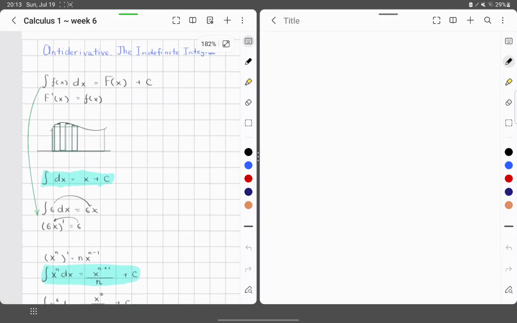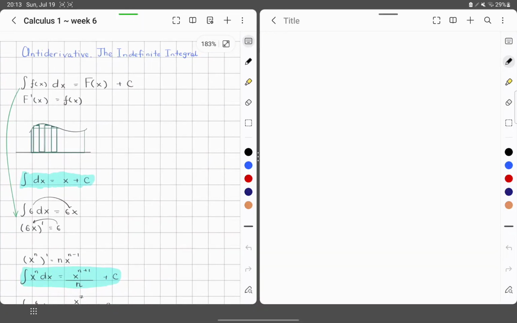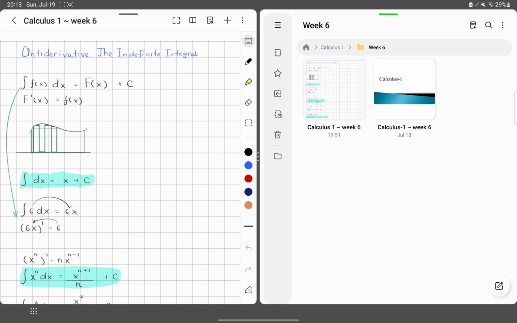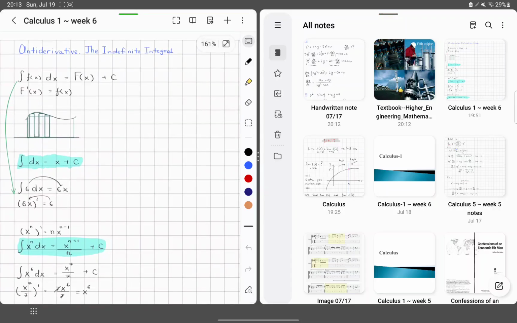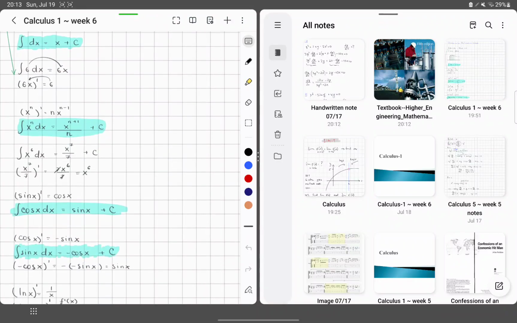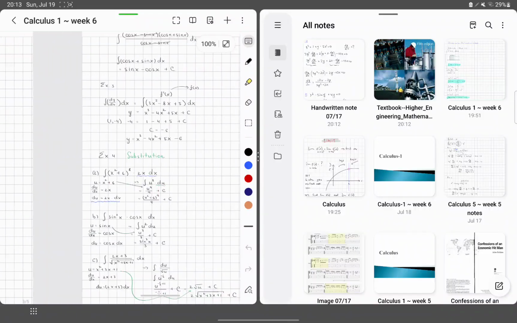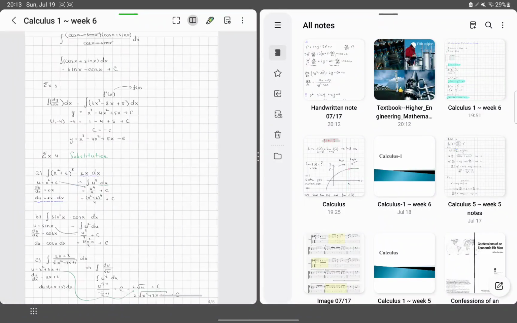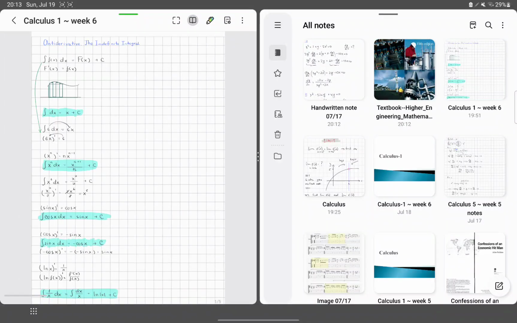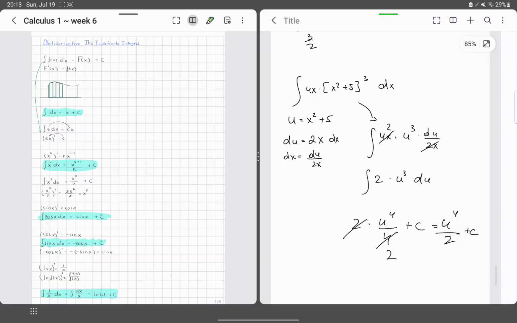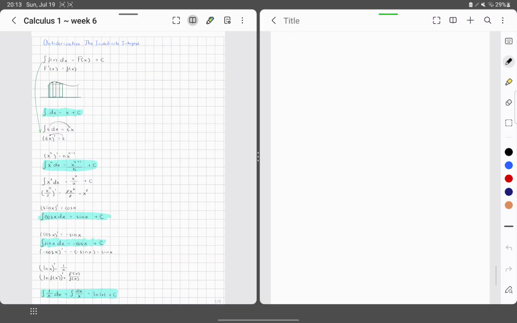So, antiderivative, the indefinite integral. Okay, antiderivative or indefinite integral. So we have notes here. Okay, the integral of f of x dx. We have reviewed those ones, but I will do all of them again. We also have substitution. Okay, I want to start again, even though we made so much progress yesterday.